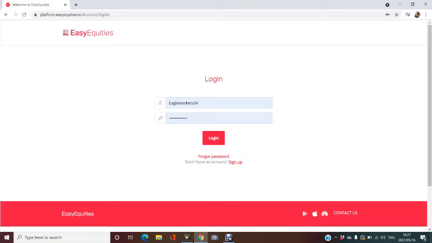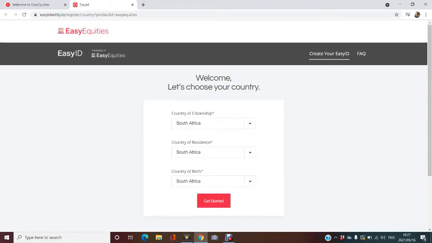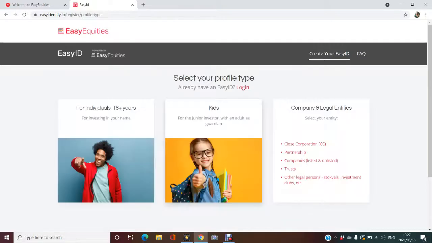So here we are. This is the EasyEquities platform. You just type in EasyEquities on Google and it will take you through it. If you already have an account, obviously you log in with your details. If you do not, you can sign up. They will ask you which country you belong to or which citizenship you have, and then you get started. You have an account for individuals that are over 18 years old. So there is some of us.